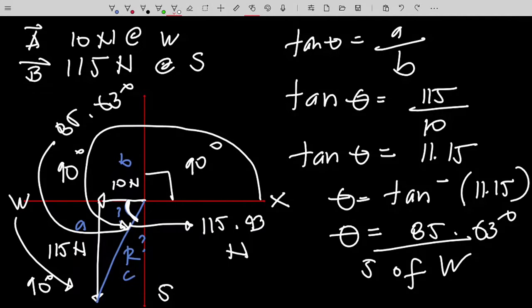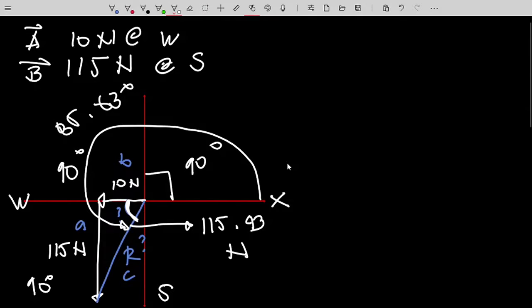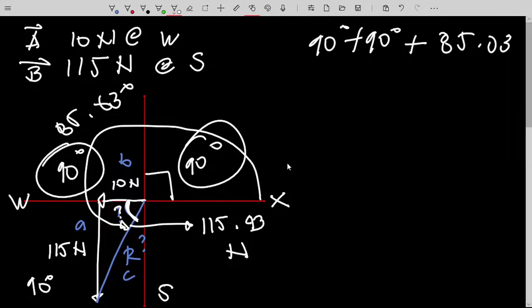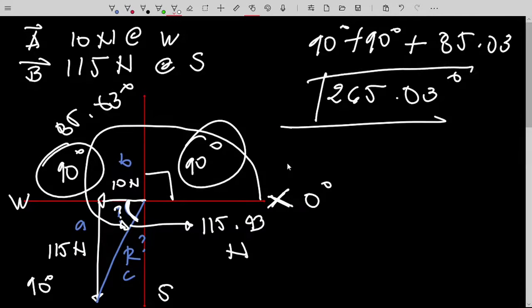Now let's try to remove some values right here. For us to get the value of our total angle, we are just going to add this 90 degrees and your angle right here. So 90 plus 90 degrees plus your angle right here, which is 85.03 degrees, and we should have the value of 265.03 degrees. So it says that your angle of resultant vector starting from your x-axis or from your 0 degrees is actually 265.03 degrees. So that is how we do it.